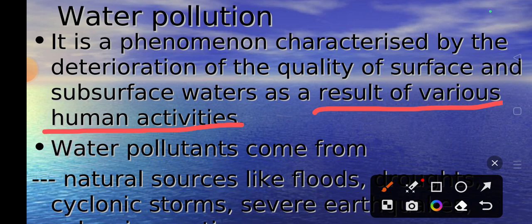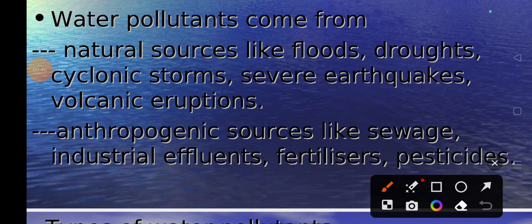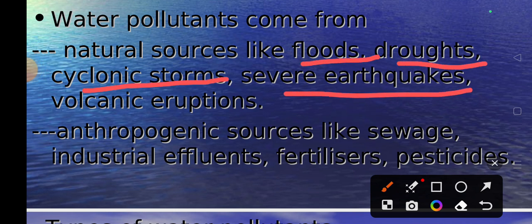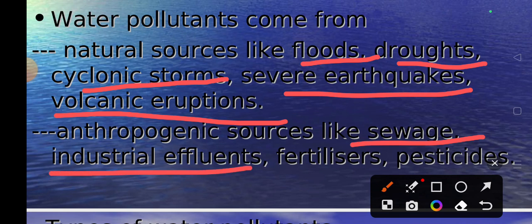Water pollution comes from two types of pollutants: natural pollutants and anthropogenic pollutants. Natural pollutants like floods, droughts, cyclonic storms, severe earthquakes, and volcanic eruptions also lead to water pollution. By anthropogenic sources like sewage, we are sending sewage into the water, and industrial effluents also enter the water. Fertilizers and pesticides from agriculture fields also enter the water, deteriorating its quality. That is known as water pollution.